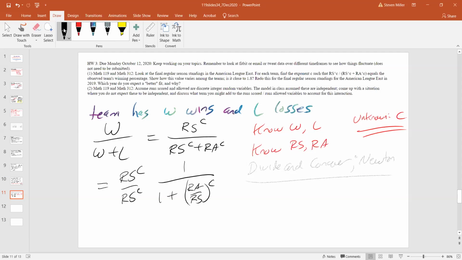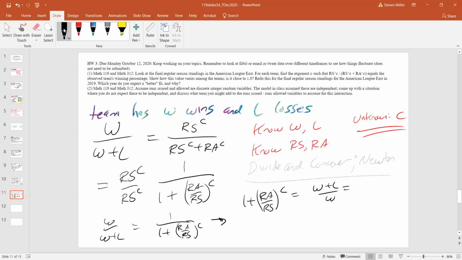Well, runs scored to the C over runs scored to the C is just 1, so we get W over W plus L is 1 over 1 plus runs allowed over runs scored to the C. So doing a little bit of algebra, you get 1 plus runs allowed over runs scored to the C equals W plus L over W, which is just 1 plus L over W. So the ones cancel and you get runs allowed over runs scored to the C is equal to L over W.